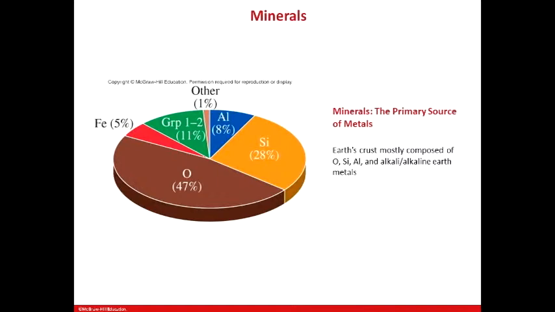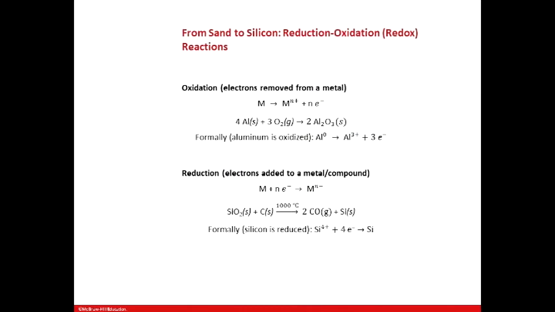So this is where we get these minerals from the earth. Sand is a pretty interesting one. Sand goes to silicon, which is the metal in your cell phones. Hemlock Semiconductor is one of the world leaders in manufacturing the silicon metal that's used in most portable electronics. This is done by what's called an oxidation process.